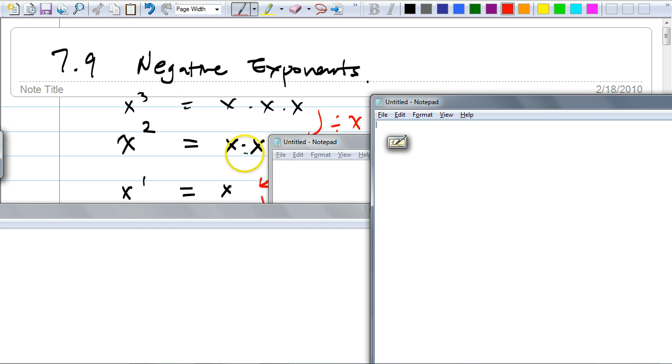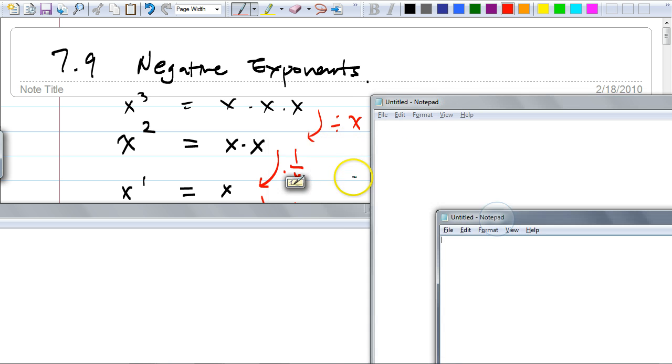As you can see, that's what's happening from here to here, right? X times x, you had x squared. If you divide that by x, you get x, right? Now, what does it mean to divide by x? Using the definition of division, dividing by x is the same as multiplying by the reciprocal of x, which is 1 over x, exactly right.